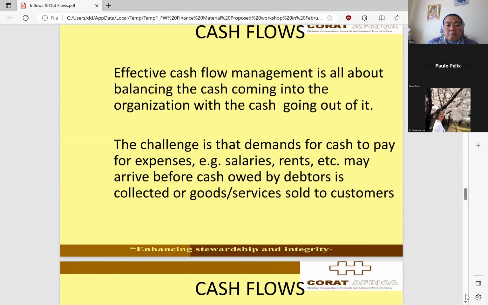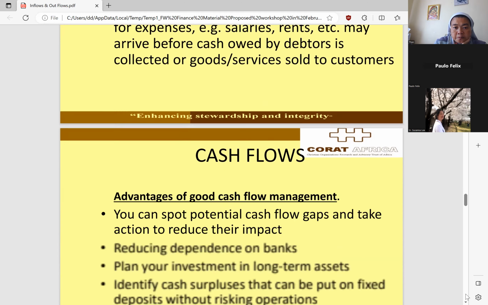Effective cash flow management is all about balancing the cash coming into the organization with the cash going out of it. So the challenge is that demands for cash to pay for expenses like salaries and rents may arrive before cash owed by debtors is collected or goods and services sold to customers. So the issue, as I said before, is to make sure that you have money available so that you meet the expenses that are due almost every month.